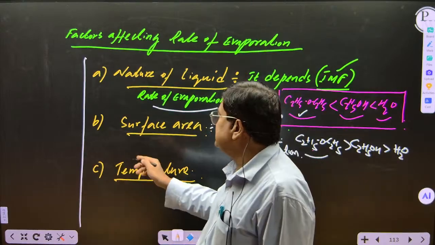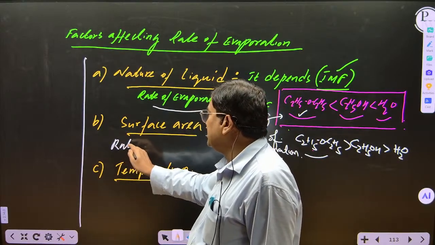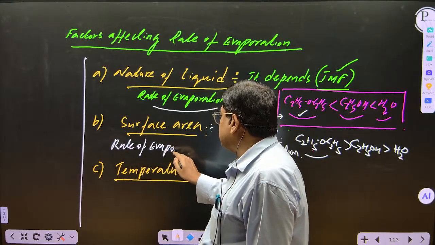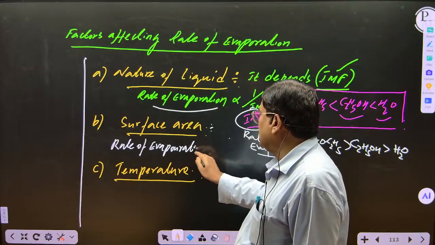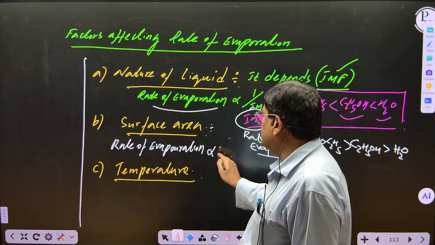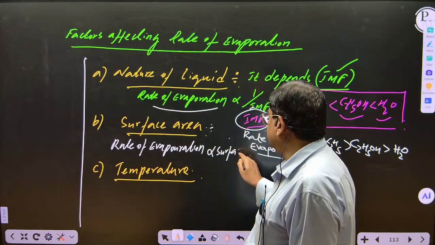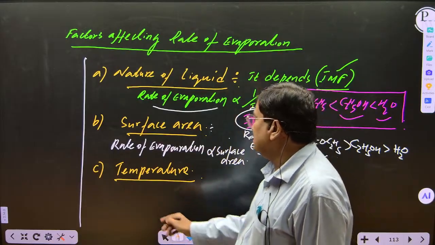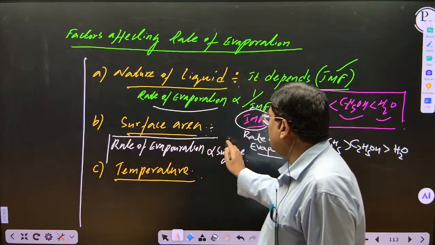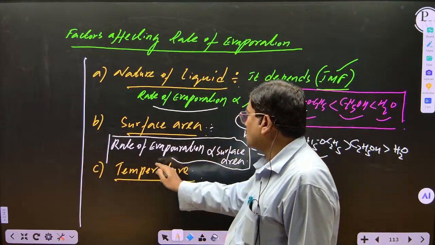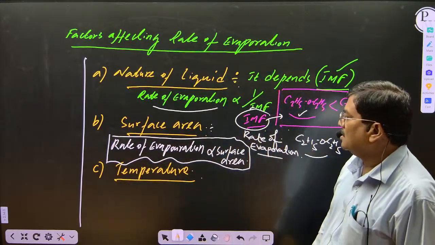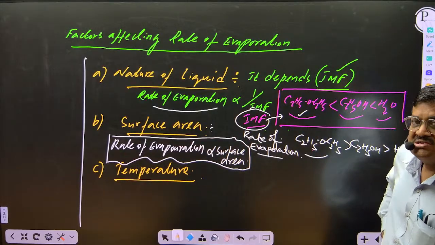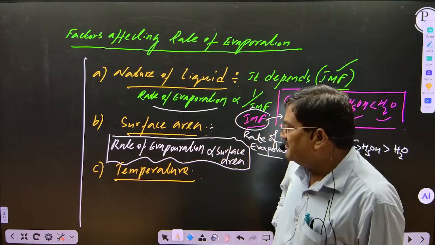So hence, how is the rate of evaporation related to surface area? Is the rate of evaporation inversely proportional or directly proportional to surface area? The more the surface area, the more the rate of evaporation. Understood, students? Surface area is more, rate of evaporation will be more.